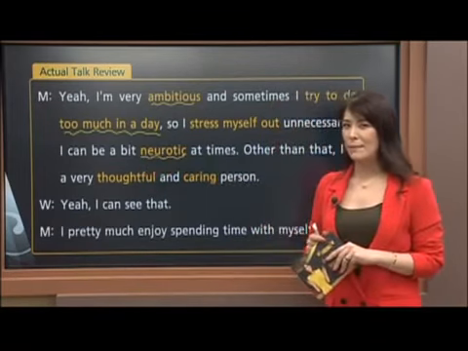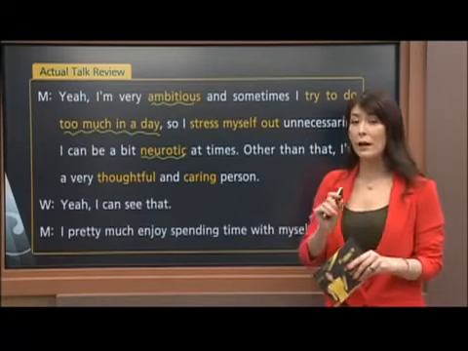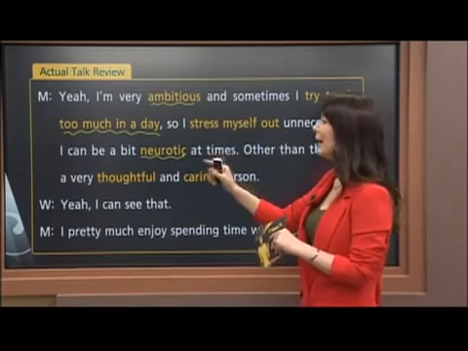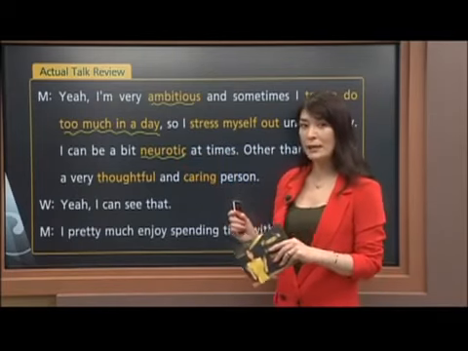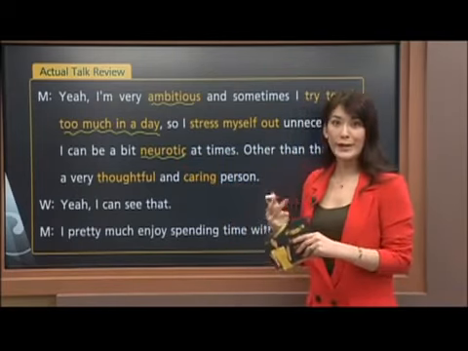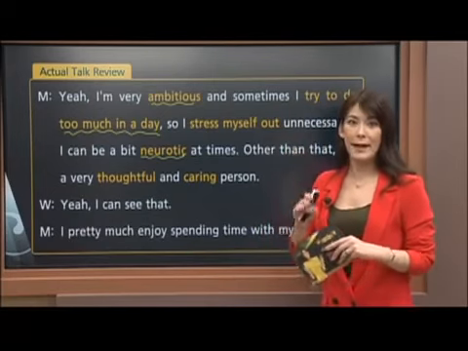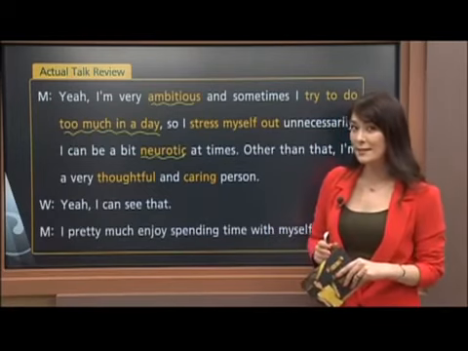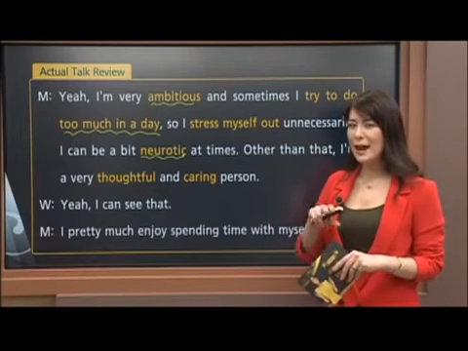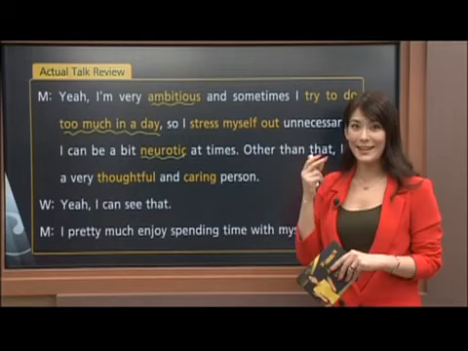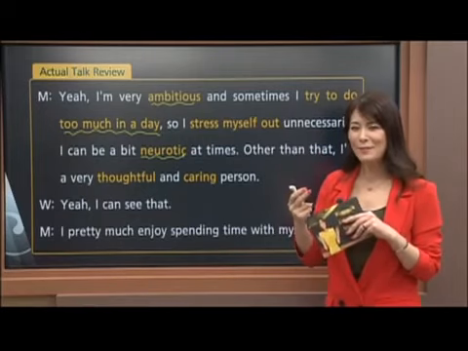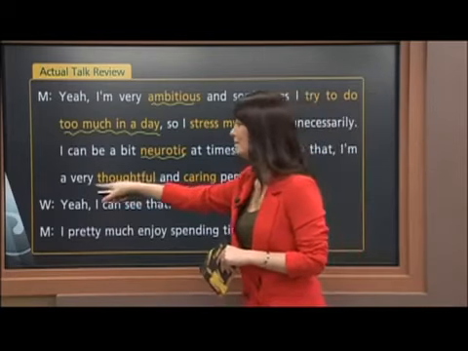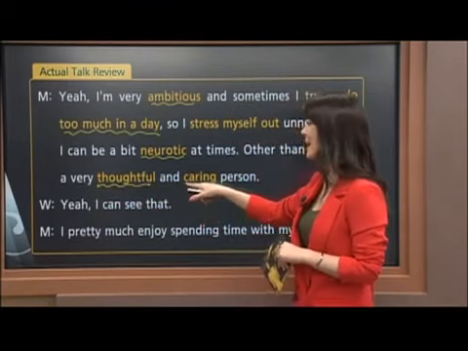What does neurotic mean? Well, of course, a neurotic could be a crazy person. But if you say, I can be neurotic, it means I can be like a crazy person. I will have ups and downs, be very angry one second, and then be very happy one second. So I guess emotionally unstable or mentally unstable, okay? You're kind of crazy. And he says, other than that, I'm a very thoughtful, meaning considerate and caring person.